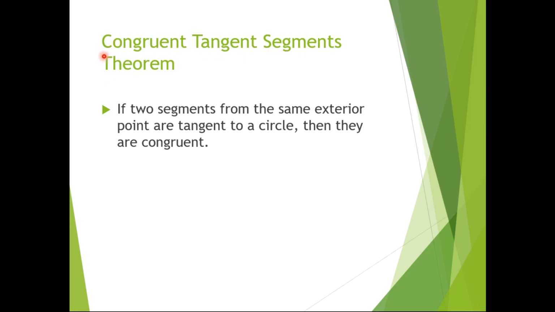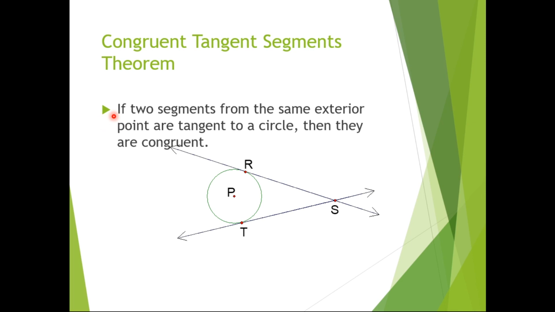Now let's go to the congruent tangent segments theorem. The congruent tangent segments theorem states that if two segments from the same exterior point are tangent to a circle, then they are congruent. This is the illustration for the congruent tangent segments theorem.